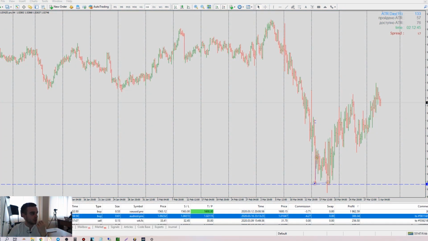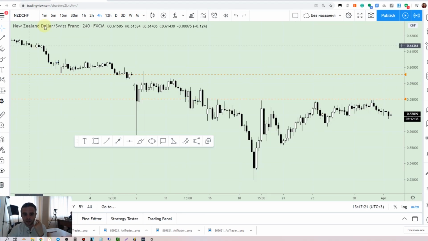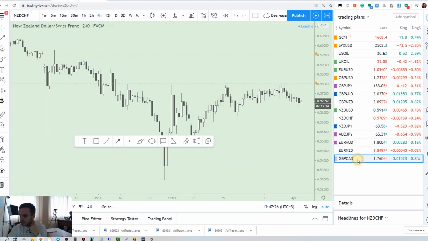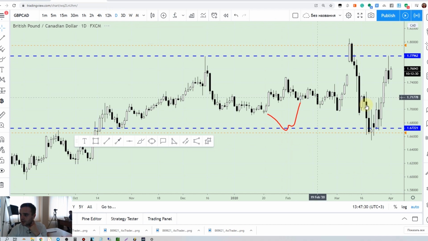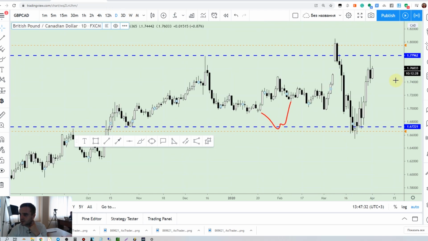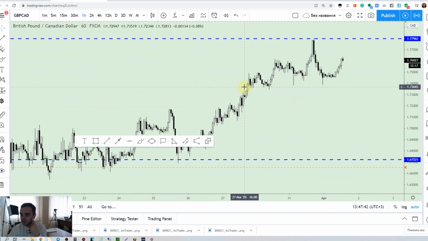Example for you on some real chart with this strategy. Take a look on British pound Canadian. It would be a good example for you. Take a look here, this daily candle and key level from this place. Like you can see, it is a key level from left side. And yesterday, take a look, price yesterday rose up from this place to this place.